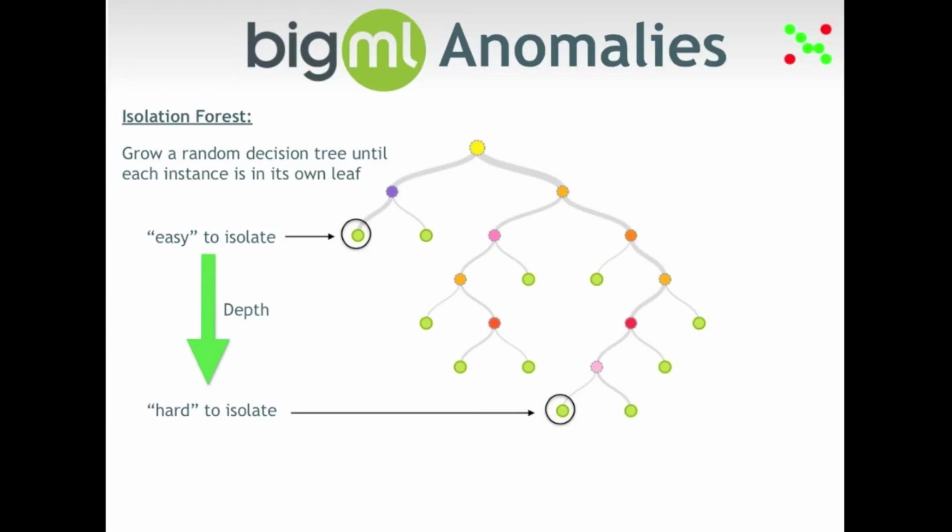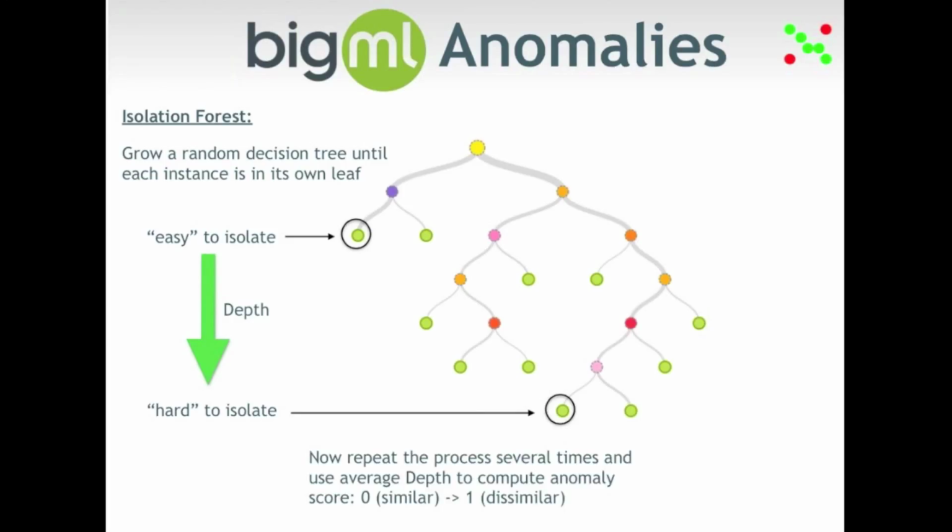And now we repeat this process, say 128 times. The instances will likely have a different depth in each tree, so we average those measurements together. The points that are consistently easy to isolate are probably anomalous. We represent this by transforming the average depth into a number between 0, meaning similar, and 1, meaning anomalous.